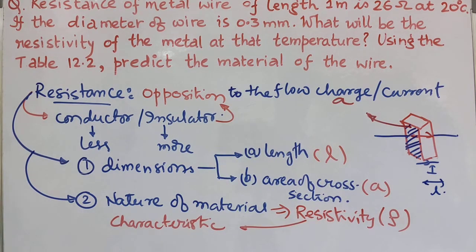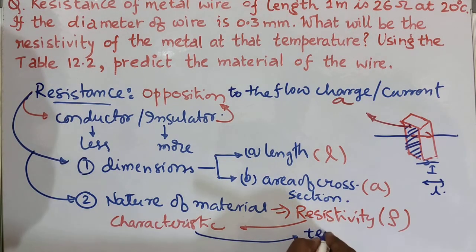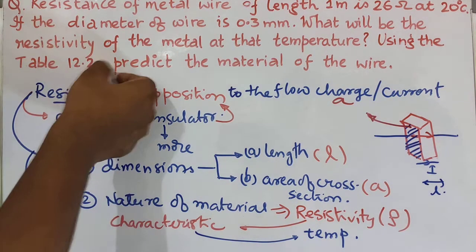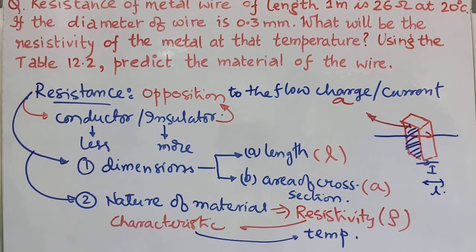So this is a characteristic property, and this property is also dependent upon temperature. That's why you have to take care of the temperature at which we are talking. So in Ohm's law also, when we deal with it, we will say that the temperature has to be kept constant. If temperature is not kept constant, the resistance will not remain constant. When resistance does not remain constant, V is not proportional to I.